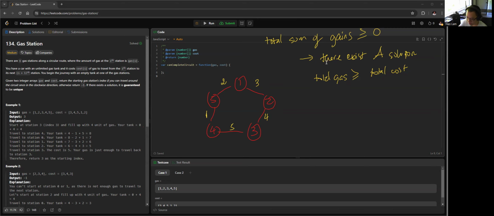So for example, okay, the total gas would be how much? 1, 2, 3, 4, 5, is 15. The total cost is also 3, 4, 5, 1, 2, which is also 15. So it is greater than or equal to 0, so there exists a way to do it. And in the second example here, the total gas is 2 plus 3 plus 4, which is 9, and the total cost would be 3 plus 4 plus 3, which is 10. So 9 is smaller than 10, so it won't be a solution. So we have -1 here.